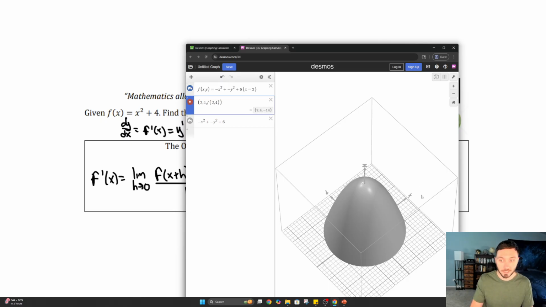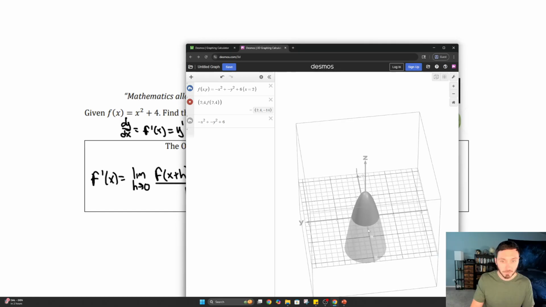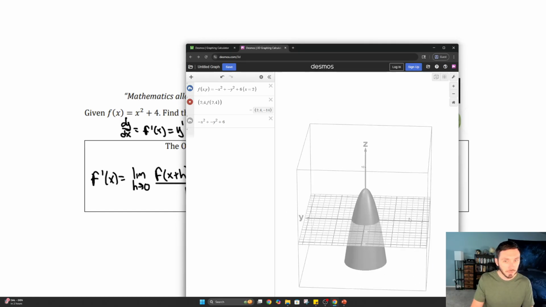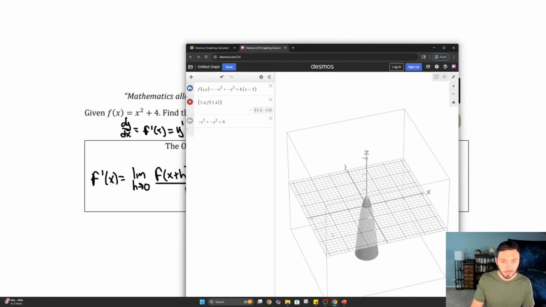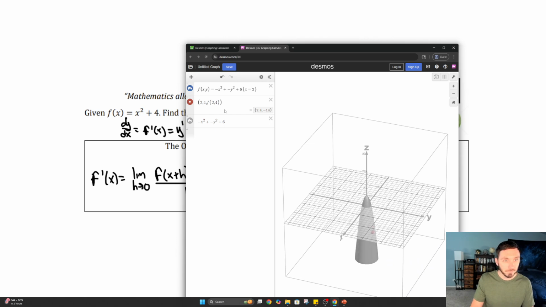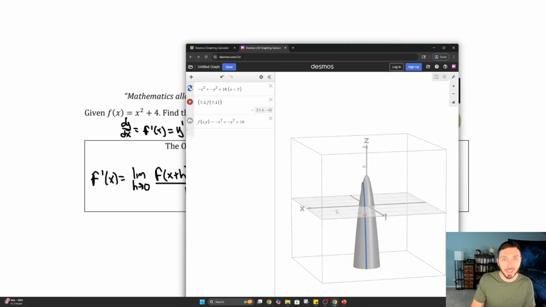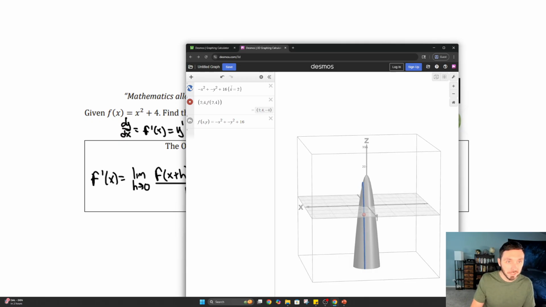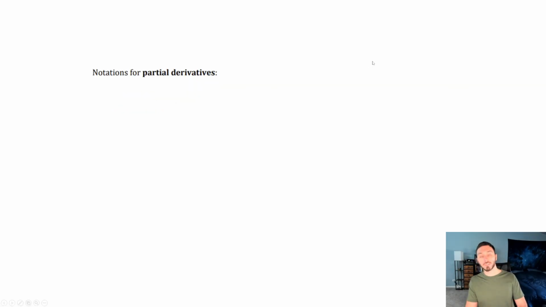If I was interested in this rate of change, where are we at? 2, 4? Oh, I'm pretty low down. There we are. Okay. I'm just going to make it a little taller. We can approach this from when x is equal to 2, or we can approach this from when y is equal to 4. So I'm going to go through some notations first before we dive too deep into that concept.